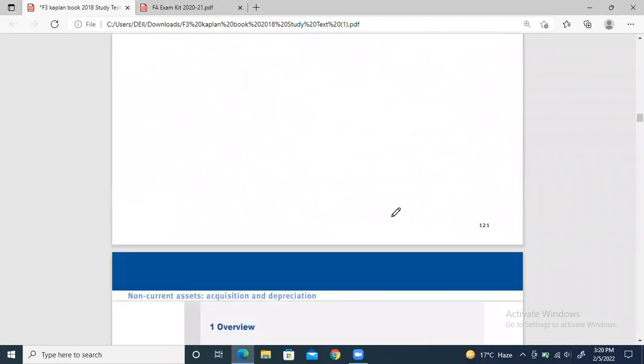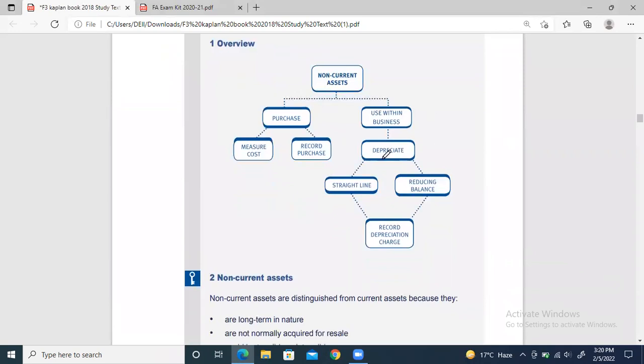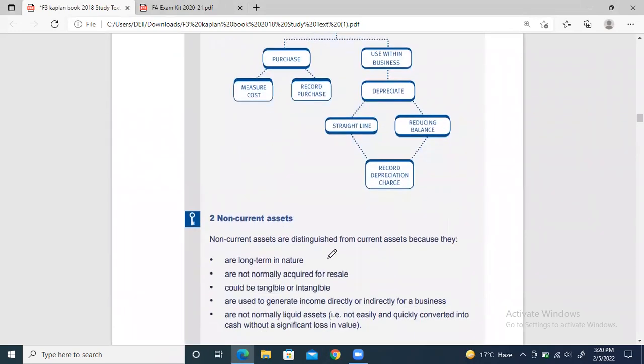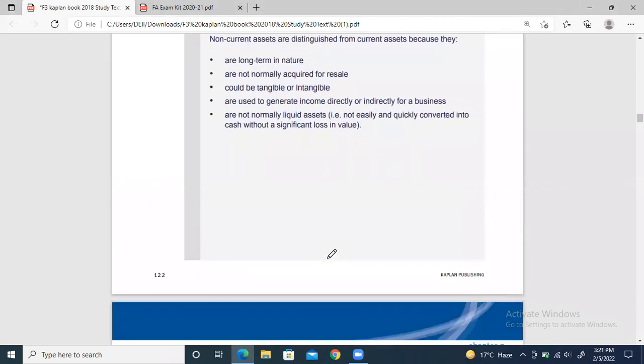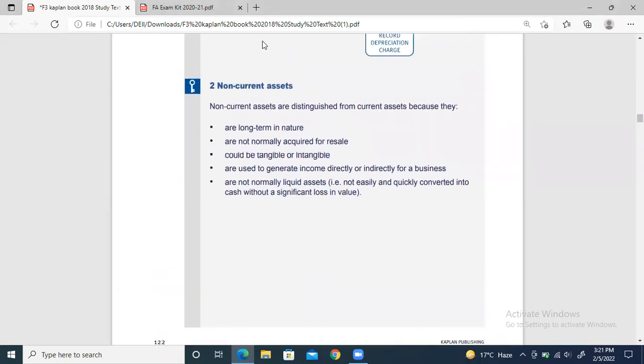Now this is the whole chart. I'll come back to this at the end, because when we do the whole chapter, then we'll discuss about this.